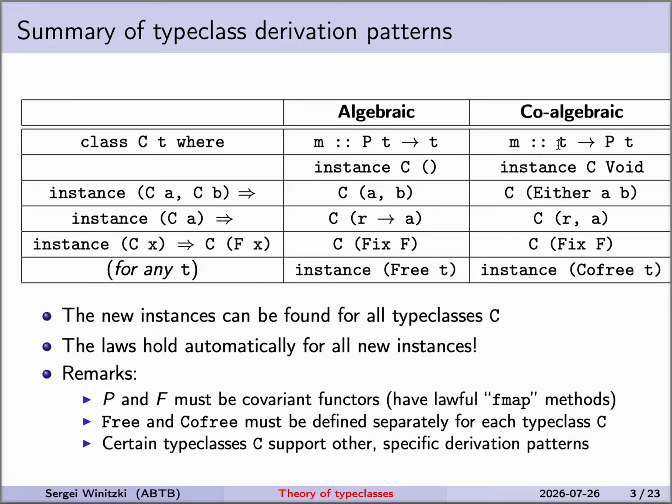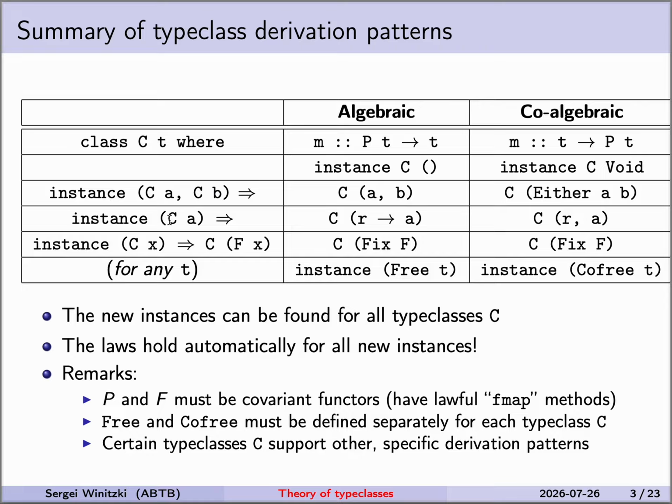And if you have a type class like this, then the either of A and B, or in the language of type theory, the coproduct type, is also an instance. So that is the first pair of type class derivation patterns. And this works for any type class of this sort or of this sort.